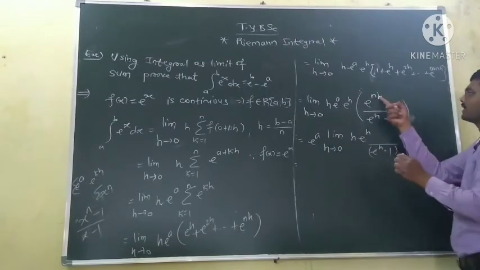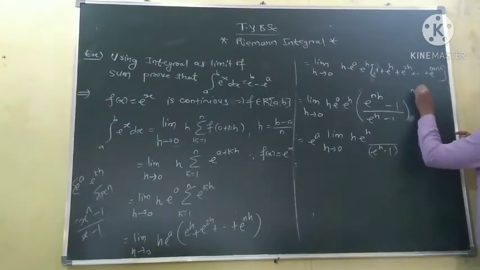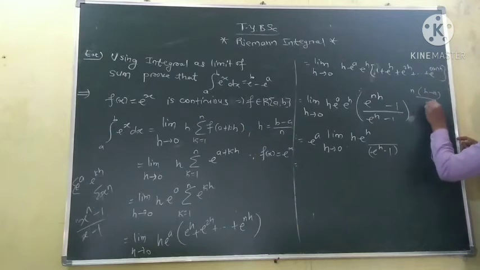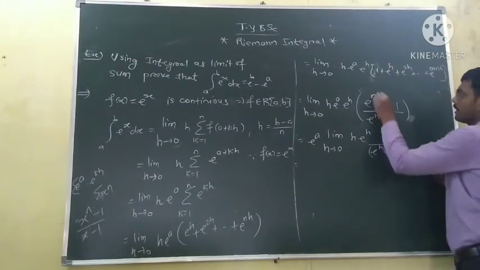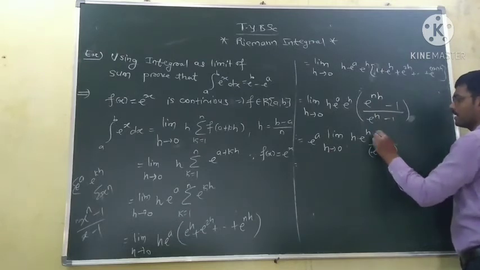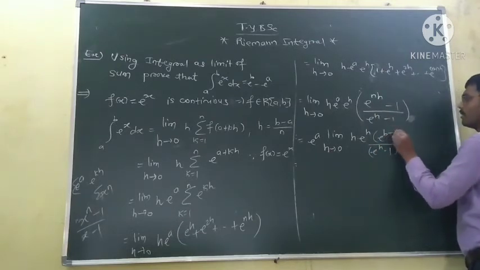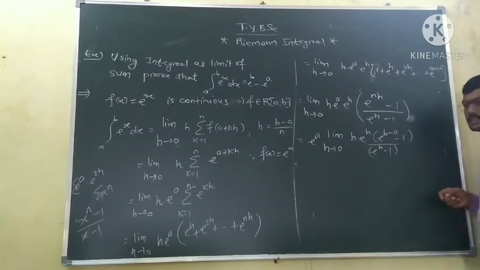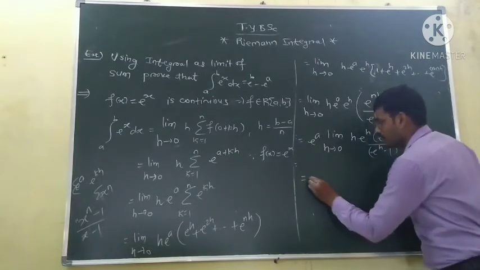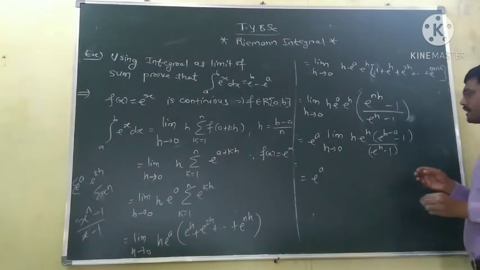See, n h, the value of h is (b minus a) upon n, so n gets cancelled and only b minus a remains. This implies e raised to power (e raised to power b minus a, minus 1) as it is. So this is equal to e raised to power a as it is. Now we will make some adjustment.